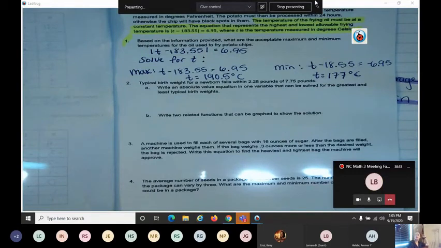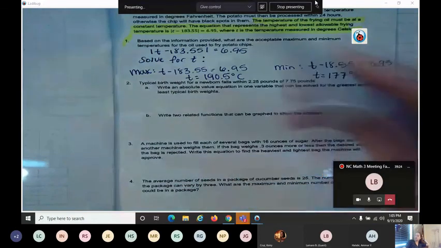In number 2, we're talking about typical birth weight for a newborn. And it says it falls between 2.25 and 7.75. I feel like that's totally wrong because a 2¼ pound baby is so tiny. That's like probably a premature baby. And in part A, it says write an absolute value equation in one variable that can be solved for the greatest and least typical birth weights.